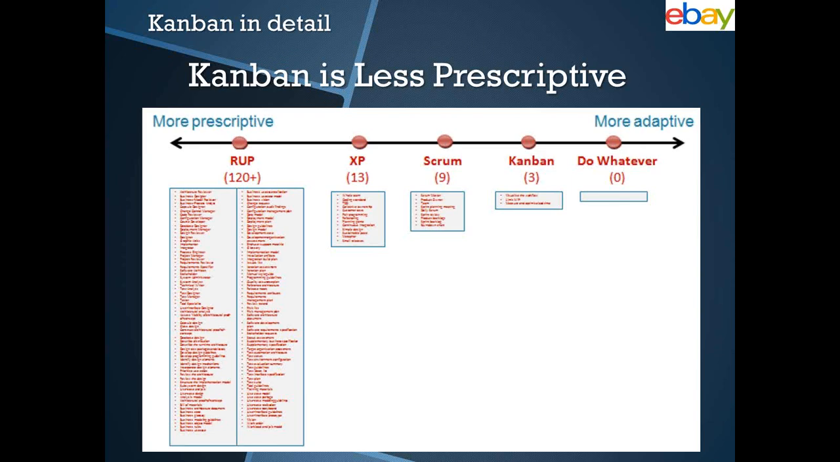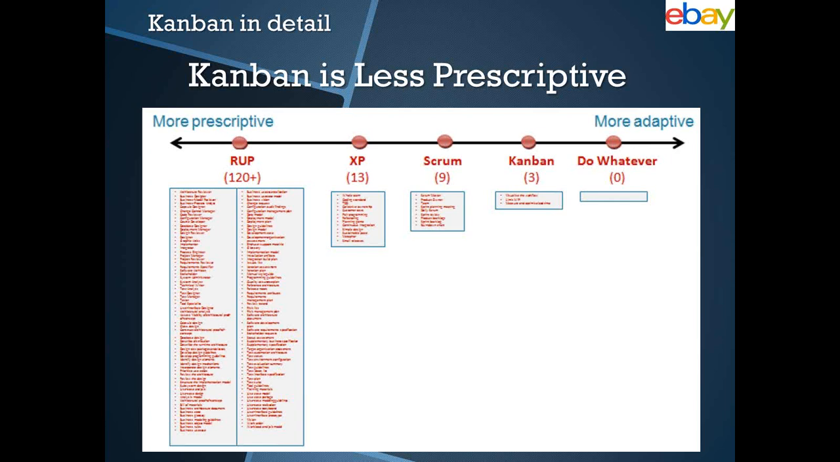Going into more details about Kanban, Kanban is less prescriptive. So what does that mean? It means there are not a lot of rules. They don't impose that you have to do planning meetings or different iterations like Scrum.